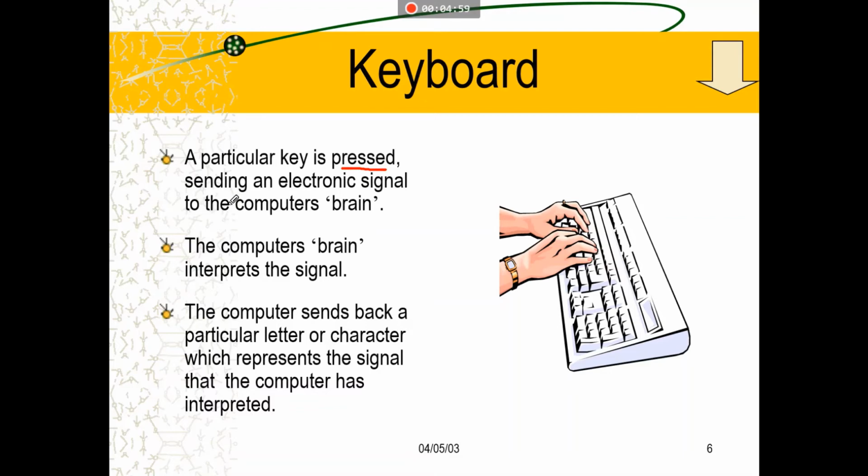So a particular key is pressed, sending an electronic signal to the computer's brain. I have already told you the brain is nothing but the CPU, that is, the central processing unit of the computer. The computer's brain interprets the signal.